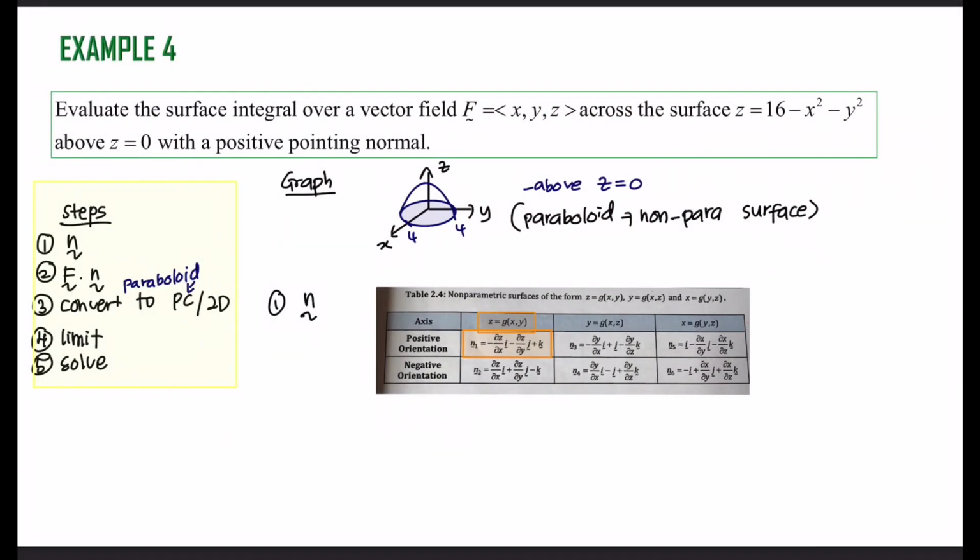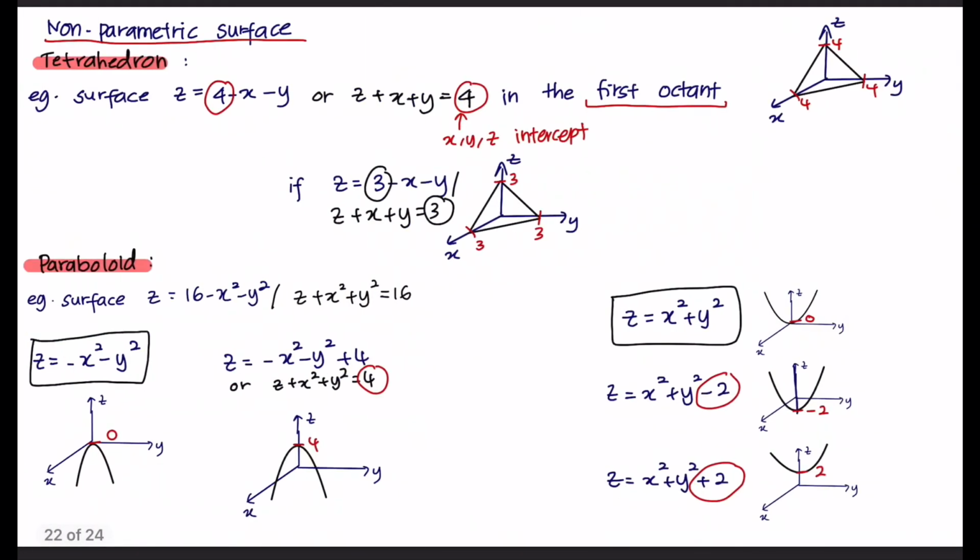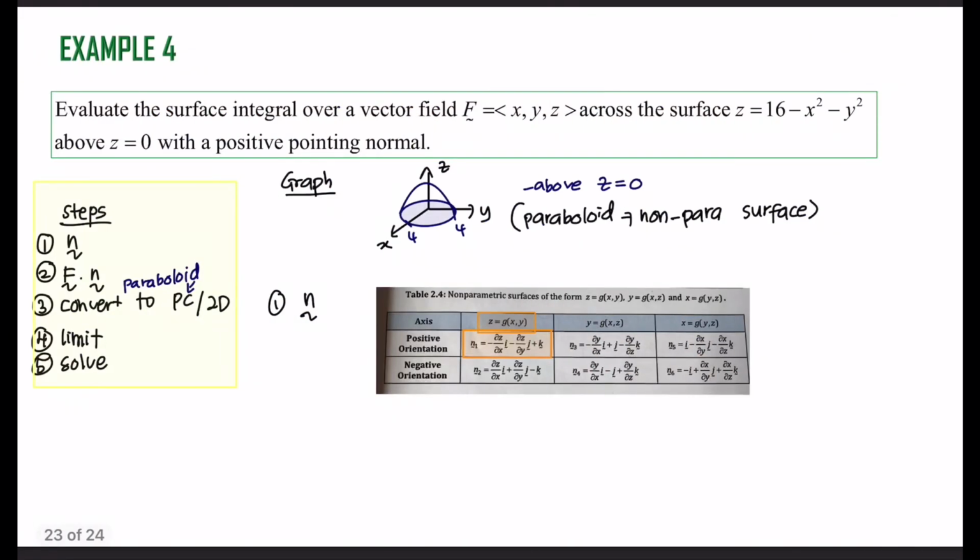Okay, let's look at example 4. Evaluate the surface integral over a vector field F across the surface z equals 16 minus x squared minus y squared, above z equals 0. So we have this surface. Compare with this one. We see that this is a paraboloid, and we have a negative sign, right? So the parabola is pointing downward.